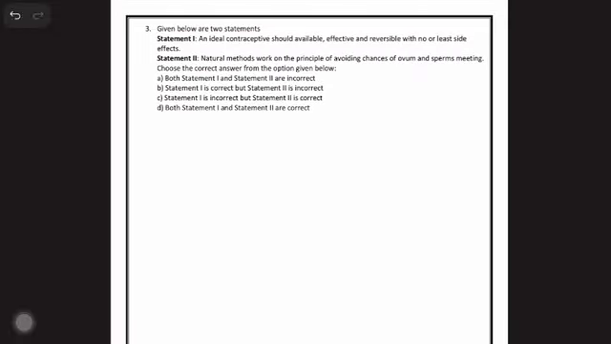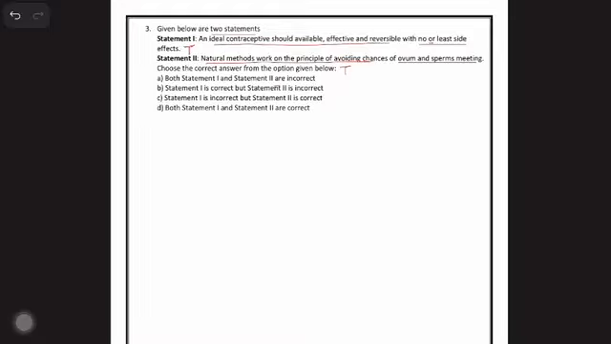Going to the third question. Given below are two statements. Statement 1. An ideal contraceptive should be available, effective, reversible, with no or least side effects. This is a true statement from the NCERT. Statement 2. Natural methods work on principle of avoiding chances of ovum and sperm meeting. This is also absolutely true. So let's see what are the options.